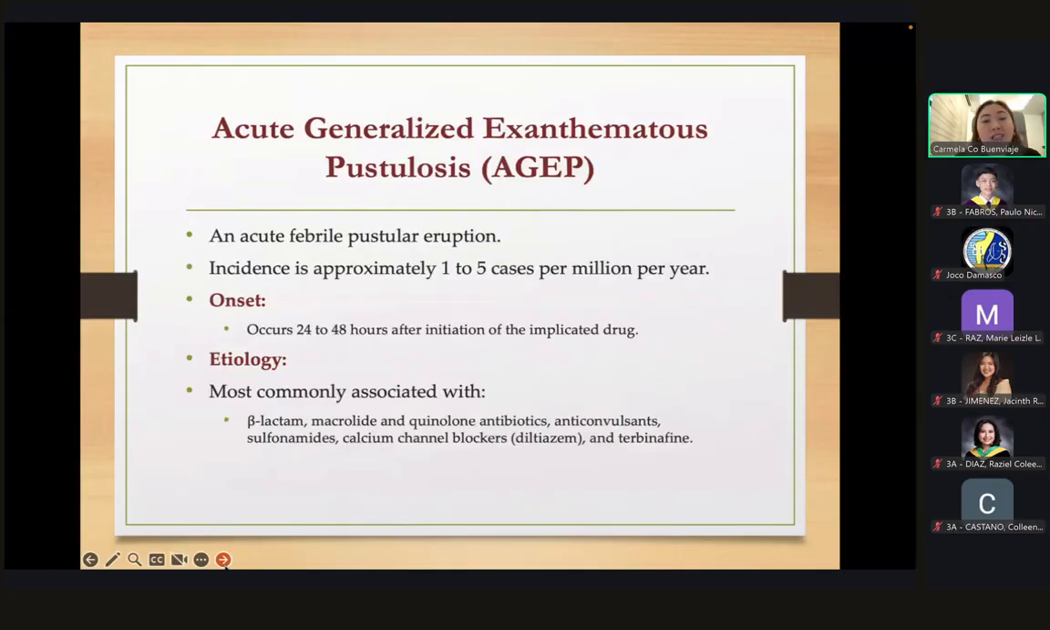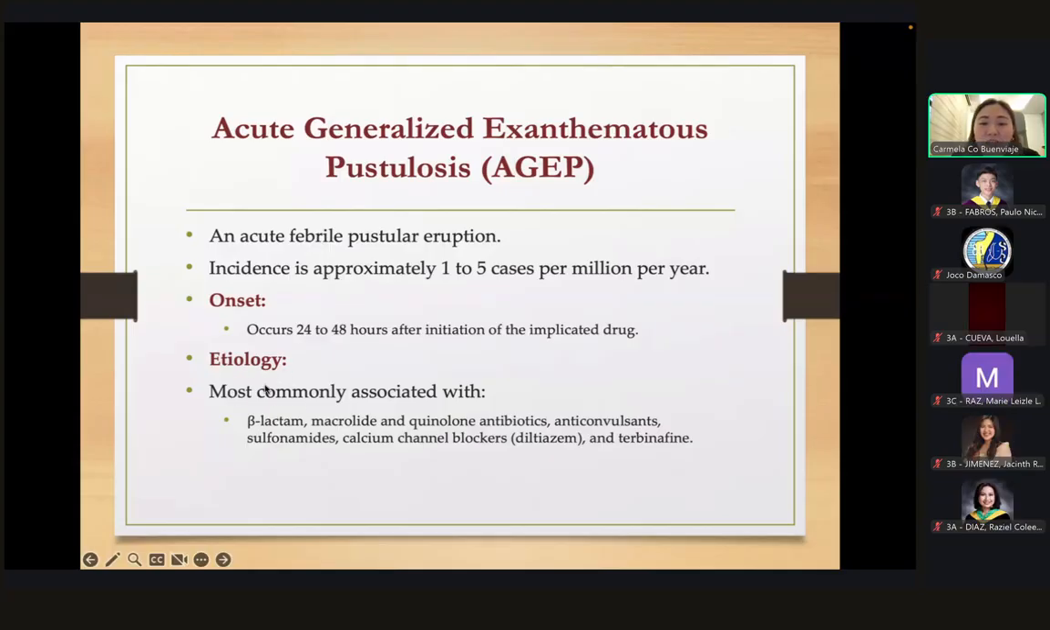So AGEP is an acute febrile pustular eruption. Incidence is approximately 1 to 5 cases per million per year. For the onset, this usually occurs 24 to 48 hours after initiation of the implicated drug. But again, as I mentioned earlier, even if I wrote the average onset of these different drug reactions, you should still get the medication history as far as 2 months ago. Okay, or even 3 months.